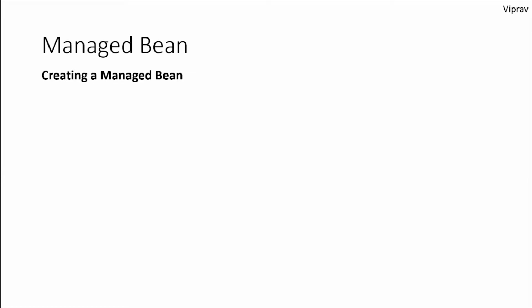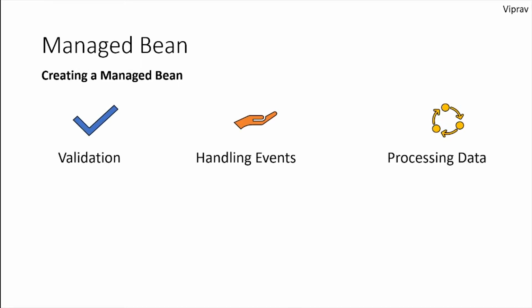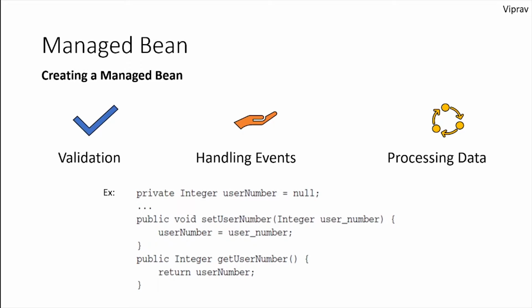Managed beans are Java beans tasked with validating a component's data, handling an event fired by a component, or performing processing to determine the next page to which the application must navigate. Managed beans are set using code like this. First you set a property like user number, and then you use a set method to set the property, and you use a get method to get the property from the managed bean.